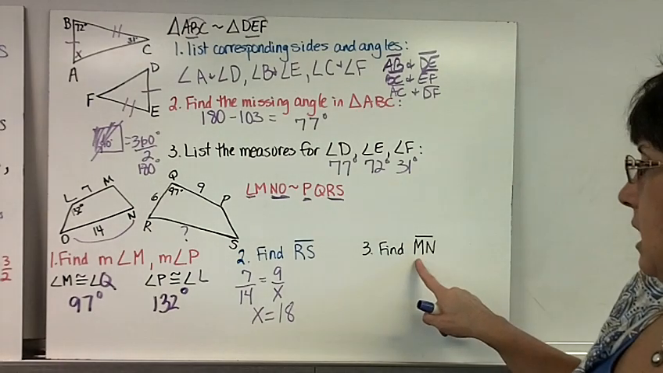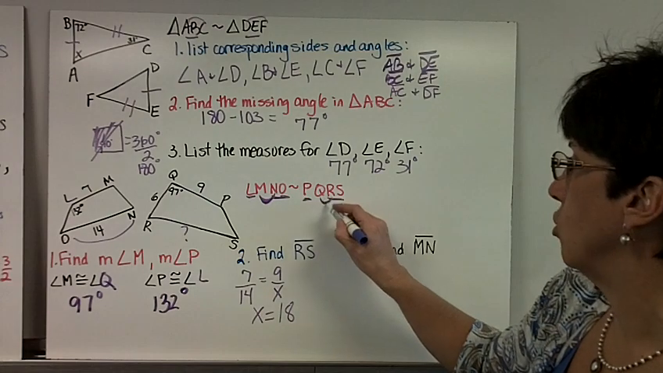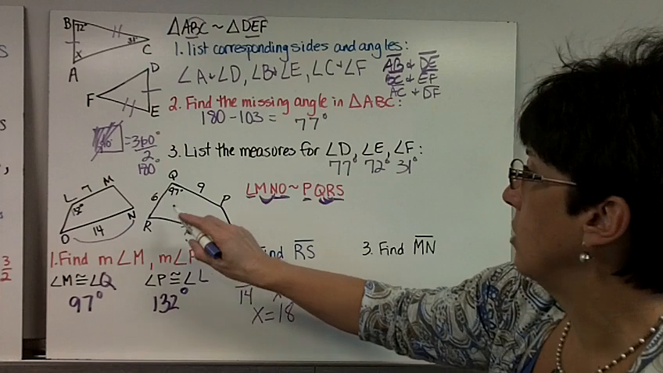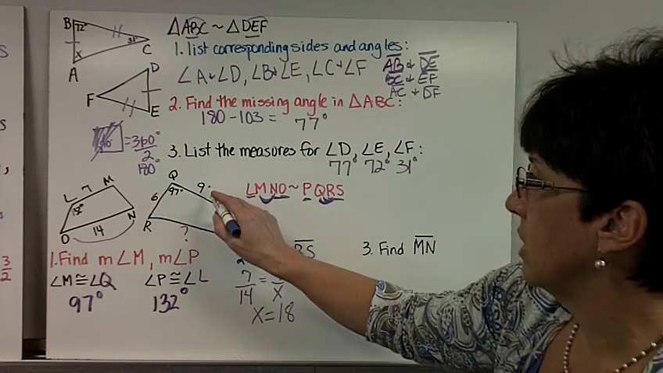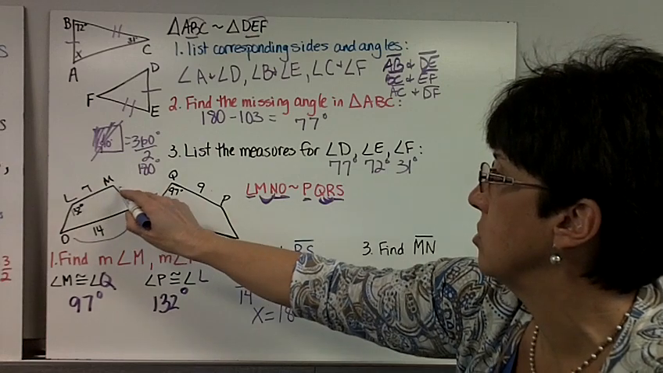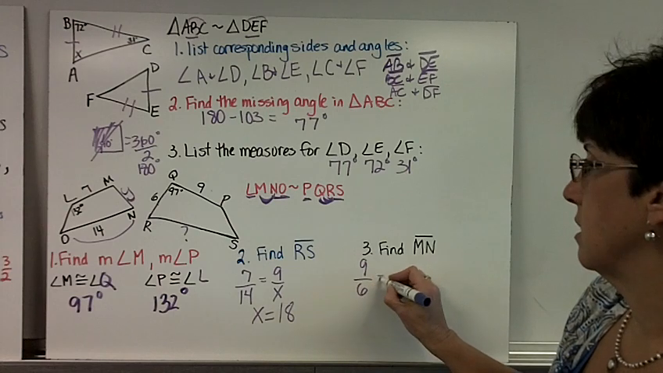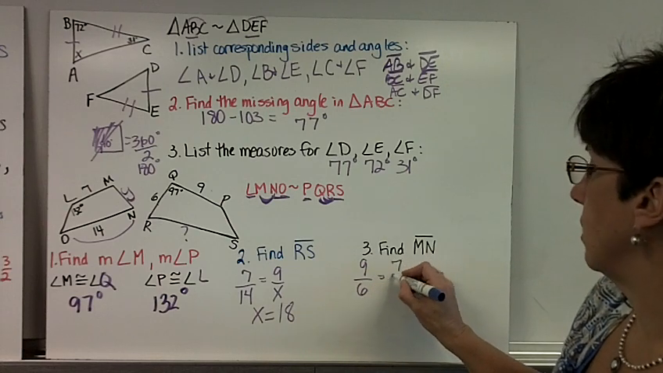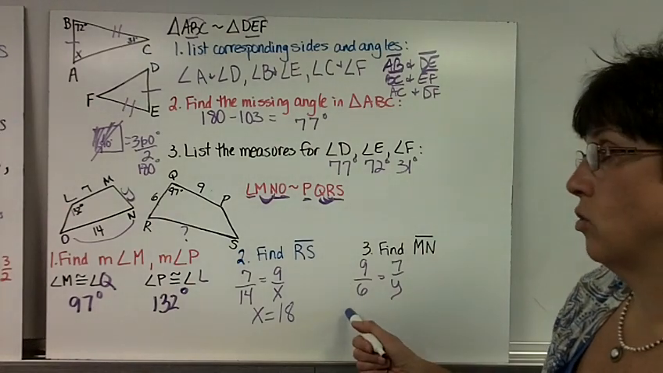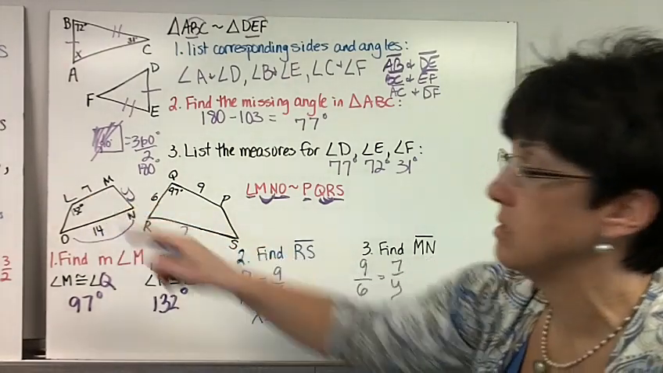Lastly, find line MN. Okay, MN is the same as QR. I know what QR is. QR is 6. So now I'm going to say top is to side as top is to side. We'll say that's Y. So I'm going to say 9 is to 6 as 7 is to Y. You just need to do it the same way. I could write a word ratio on this, but I just said it. I said top is to side as top is to side.